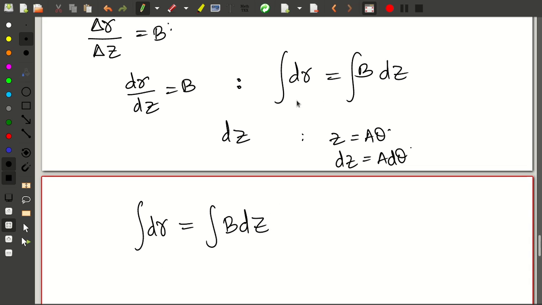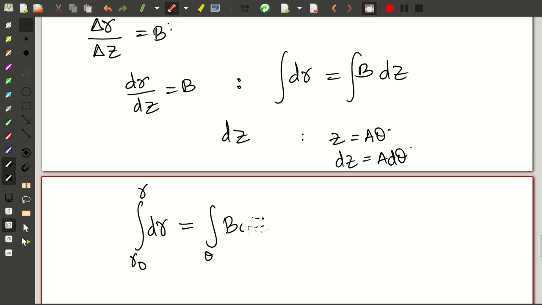Now we have to put the limits also. What are the limits? It starts from r naught: at time equal to 0, when the motion started, it was at r naught, and it goes to r, some distance r. And at the same time, this angle... I wrote dz again here. Let me remove it and write it in terms of d theta.